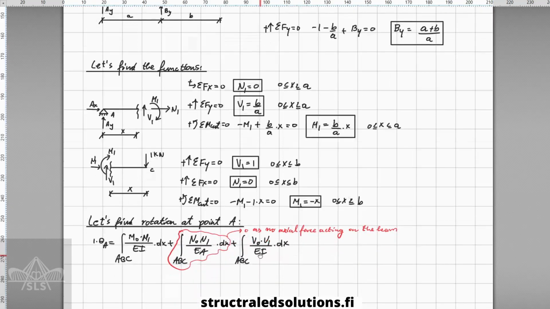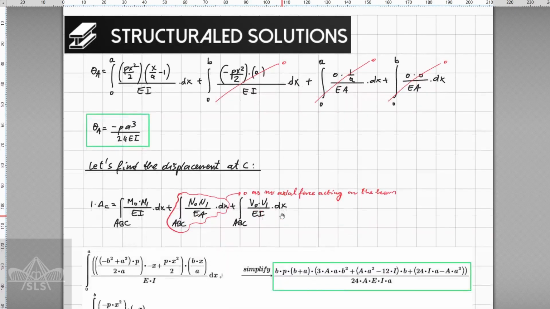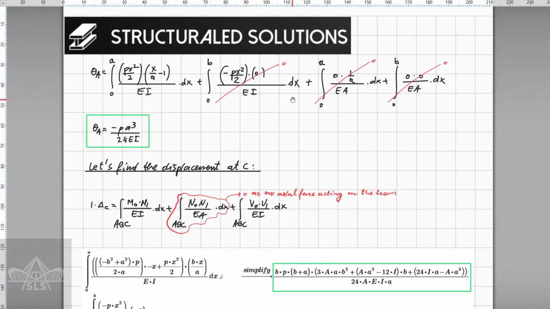So now if we want to find the rotation at point A, we use the following formula, as you already know. And for the axial action, this is going to be 0 as there is no lateral load acting on the beam itself again. So after we integrate, this is going to be the integral which we are going to have, and then the rotation at point A parametrically is going to have this value.